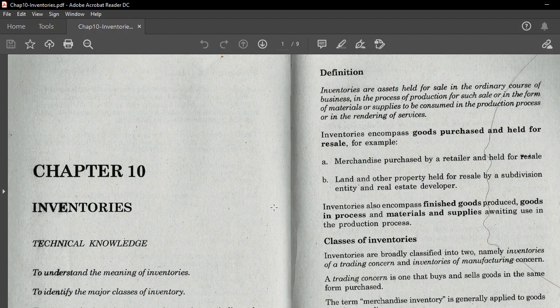No. Because I am not in real estate. It is not my normal business transaction to sell land. It was just a special transaction, a transaction that happens once in a blue moon. So I cannot consider that parcel of land as an inventory just because it is held for sale. Take note, it says held for sale in the ordinary course. So it's in the normal business transaction.